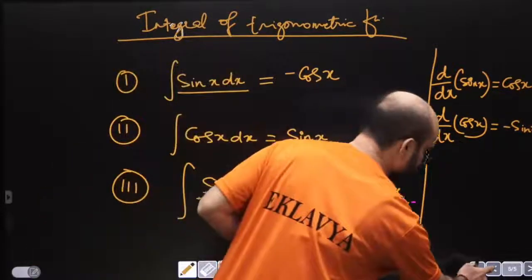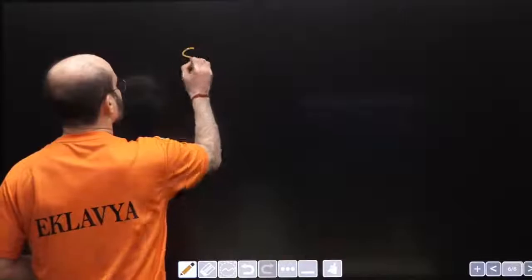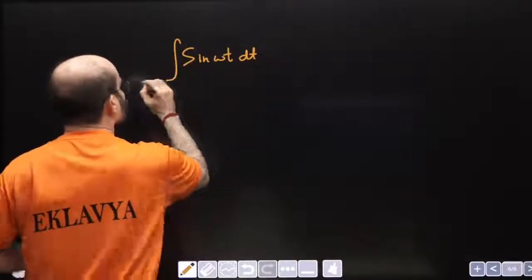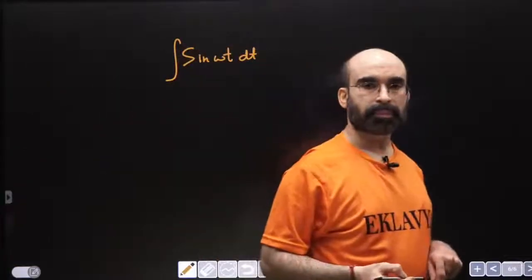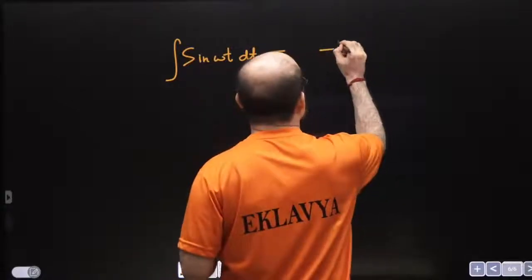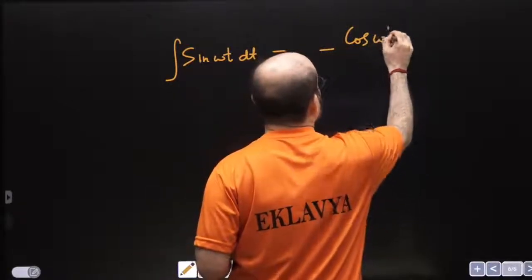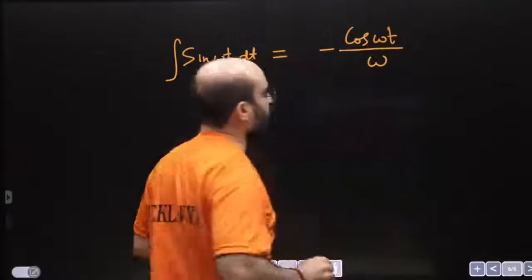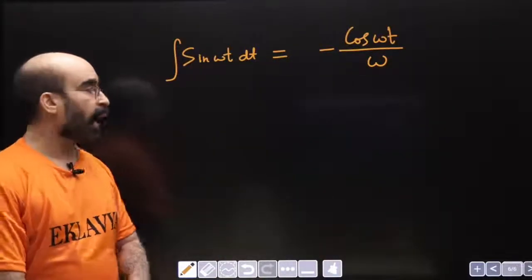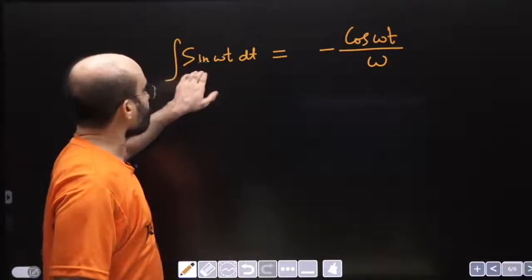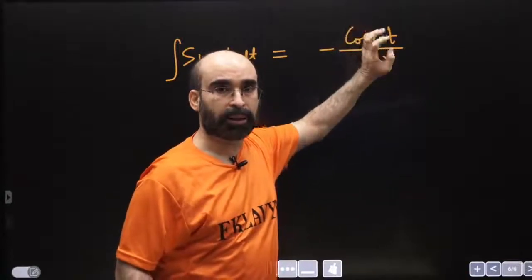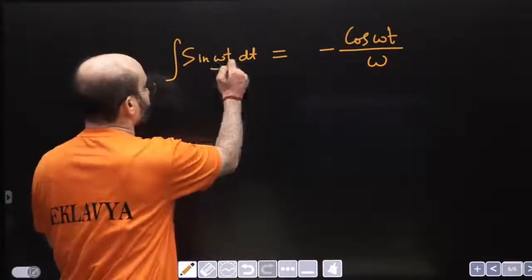So let us quickly do one more. If you have got sine omega t dt, integration of this, what do we get? Integration of this will be minus cos omega t divided by omega. Is that okay? As we have understood, sine of angle becomes minus cos of angle. Now here angle has got omega into t.